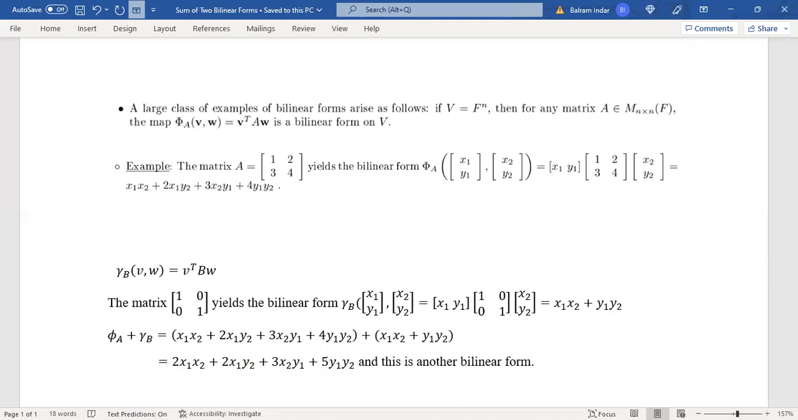Okay, I hope this here lends support to helping you to conceptualize that yes, indeed, the sum of two bilinear forms is yet another bilinear form.